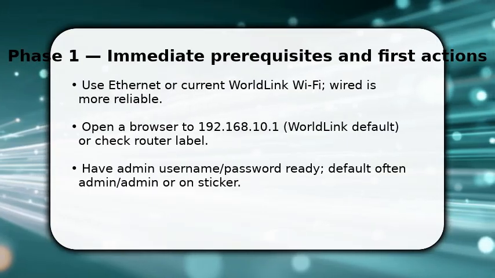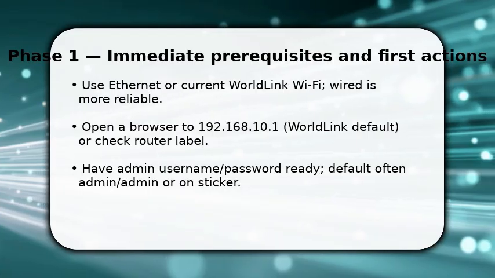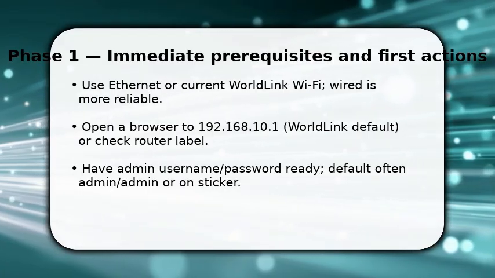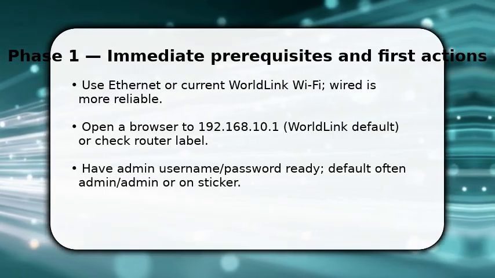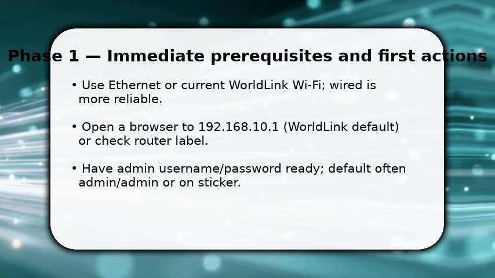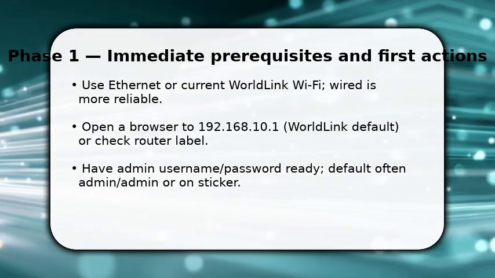You start by connecting directly to the WorldLink router. Ethernet is best, but Wi-Fi works if you already know the key. Once connected, open your browser and enter 192.168.10.1. That's the typical WorldLink gateway.